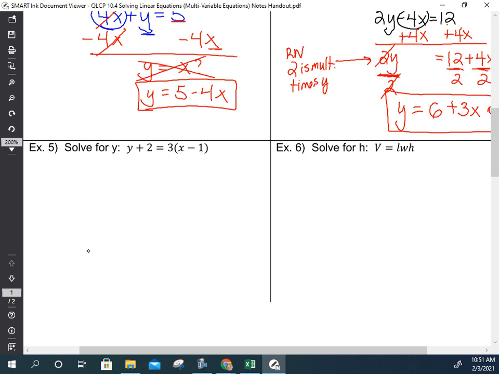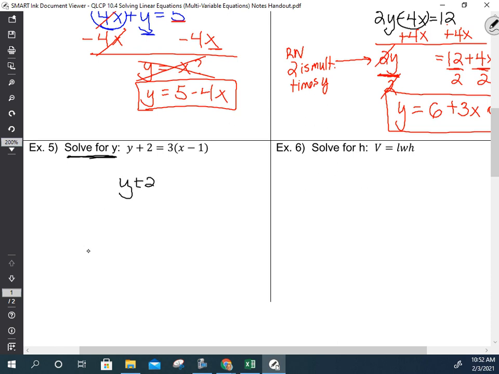All right, so let's do 2 more, and then we'll take a short break before we look at some more of these. So example 5, solve for y. We're still looking to get y by itself.